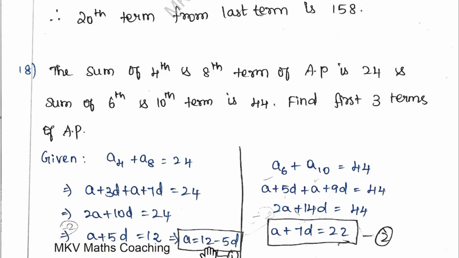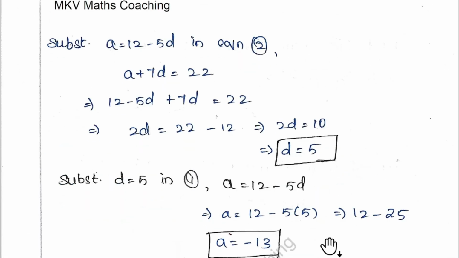I am taking it as 12 minus 5D and substituting it here to get the A and D values. It is up to you. If you're comfortable with the elimination method, just take A plus 5D equal to 12, A plus 7D equal to 22 and subtract it, you get A and D values. Also you can use this substitution method. It is up to you.